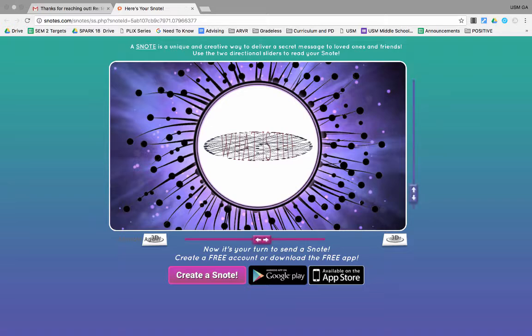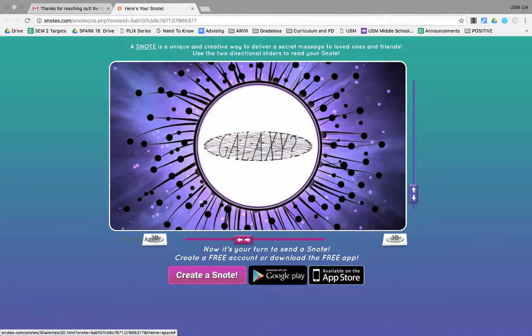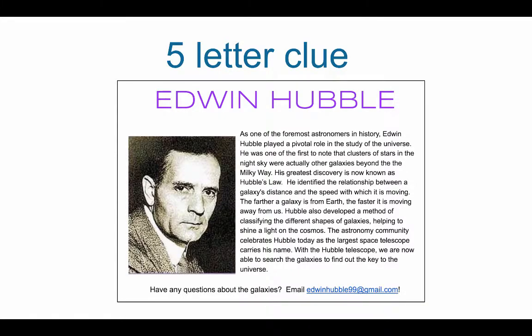What is the Greek origin of the word galaxy? The word galaxy comes from the Greek word milky. That's why it's called the Milky Way. The 5-letter clue also contains 2 additional clues that will help students find codes for other locks, including the key. One of them is about classifying the different shapes of galaxies, helping to shine a light on the cosmos. And the other is that you can search the galaxies to find out the key to the universe. Those will be explained in a couple of seconds.